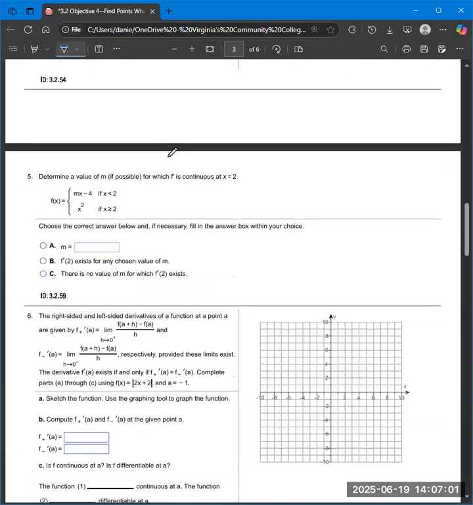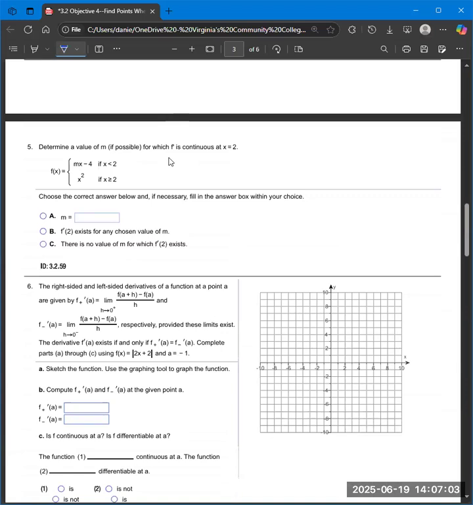And then we want to find where this is continuous at 2. So that will be 2m minus 4 is equal to 4. Add 4 to both sides. 2m is equal to 8. m is equal to 4. We'll make this continuous.